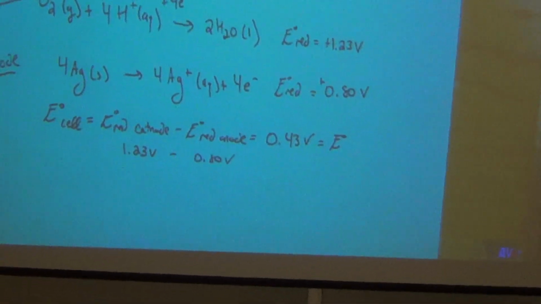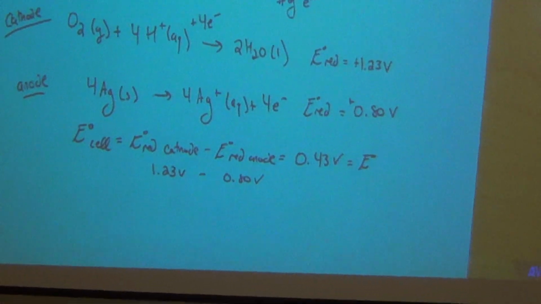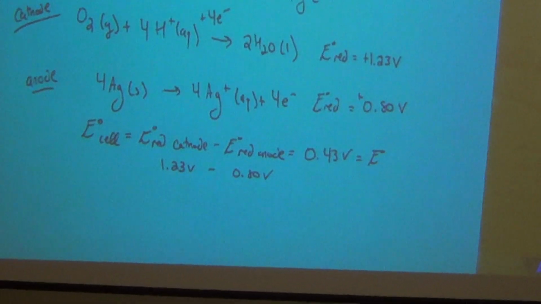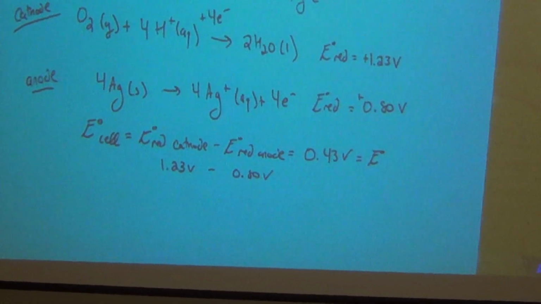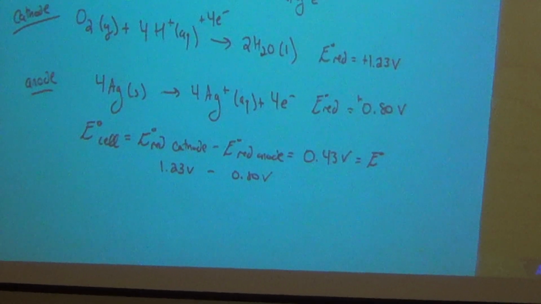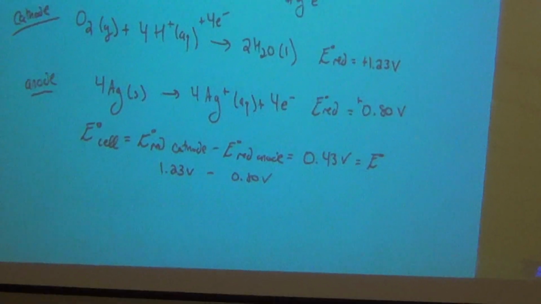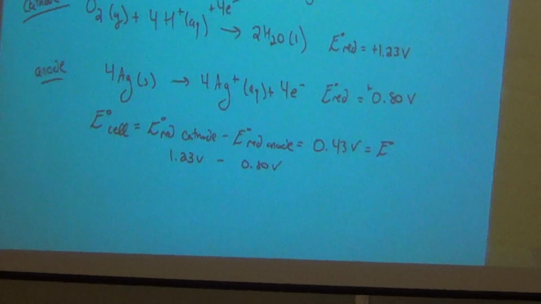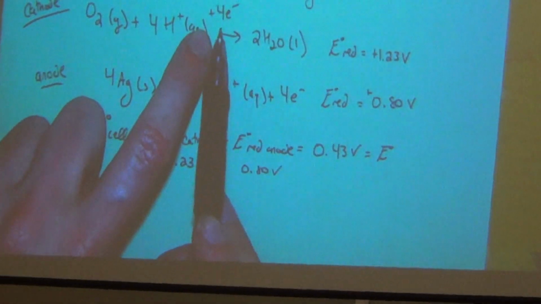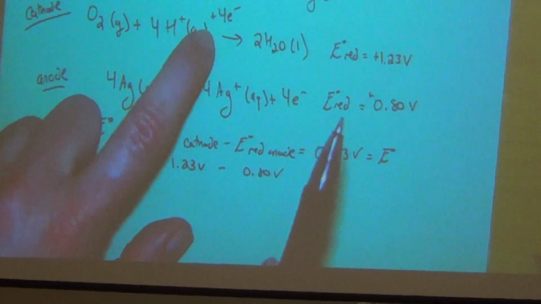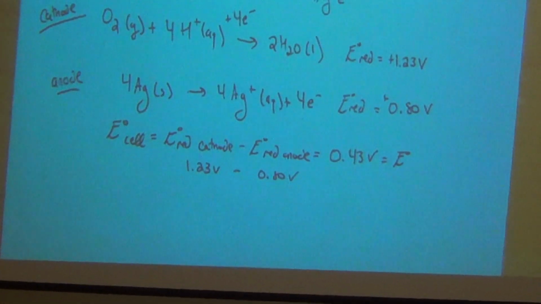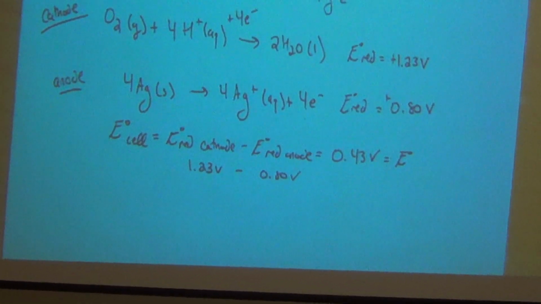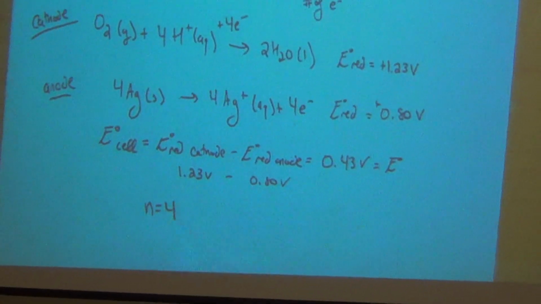Now, when you're looking at the moles of electrons that are moving, stoichiometry does matter in this case. If you're just looking at E red, you can ignore stoichiometry. But here, since we're trying to find number of moles, we have to pay attention to stoichiometry. Some people were asking: do you have to add these two numbers together? Is the number of moles of electrons actually 8? No. The answer is no. In this case, n equals 4.